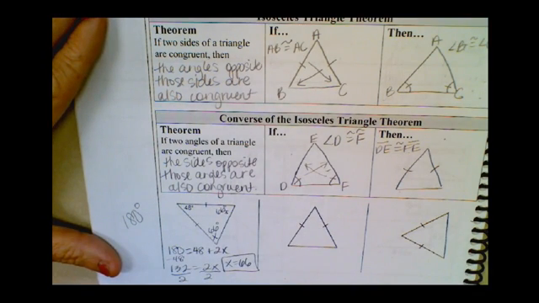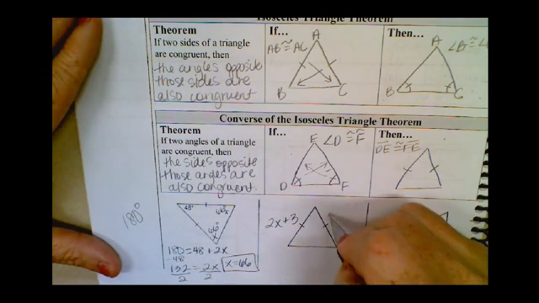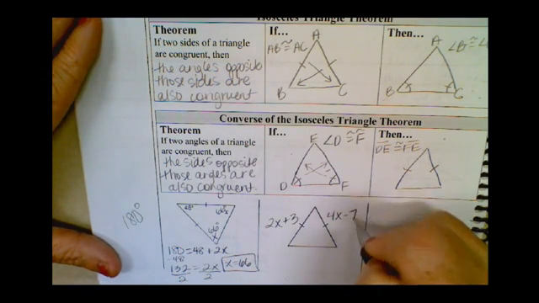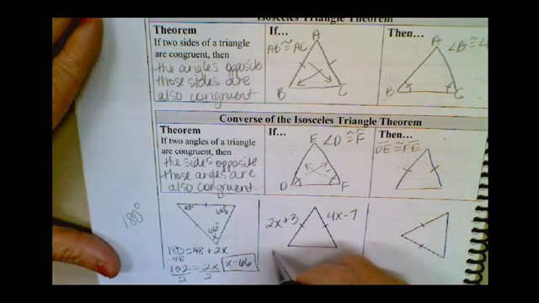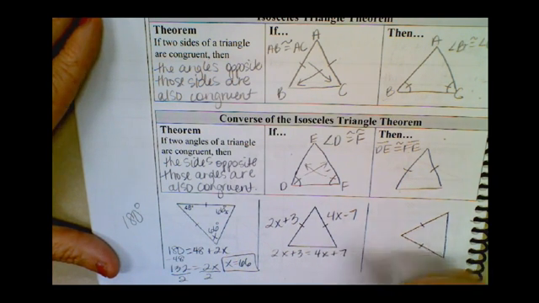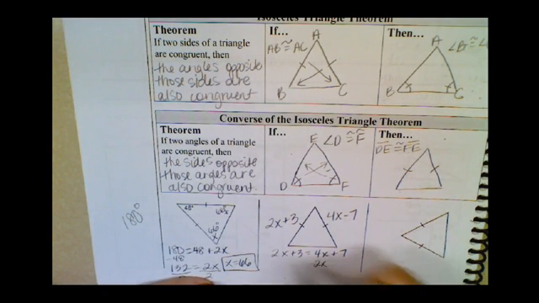Okay? Now, what if we know in our middle triangle, let's give those lengths each a side. 2x plus 3 and 4x minus 7. So what do you know about this side and this side? Well, we know that because we're told by these little hash marks that they're congruent, that means that they are equal to one another. So we're just going to set them equal and then solve for x. So I'm going to subtract 2x from each side and then 7 from each side. So I get negative 4 equals 2x. So x equals negative 2.